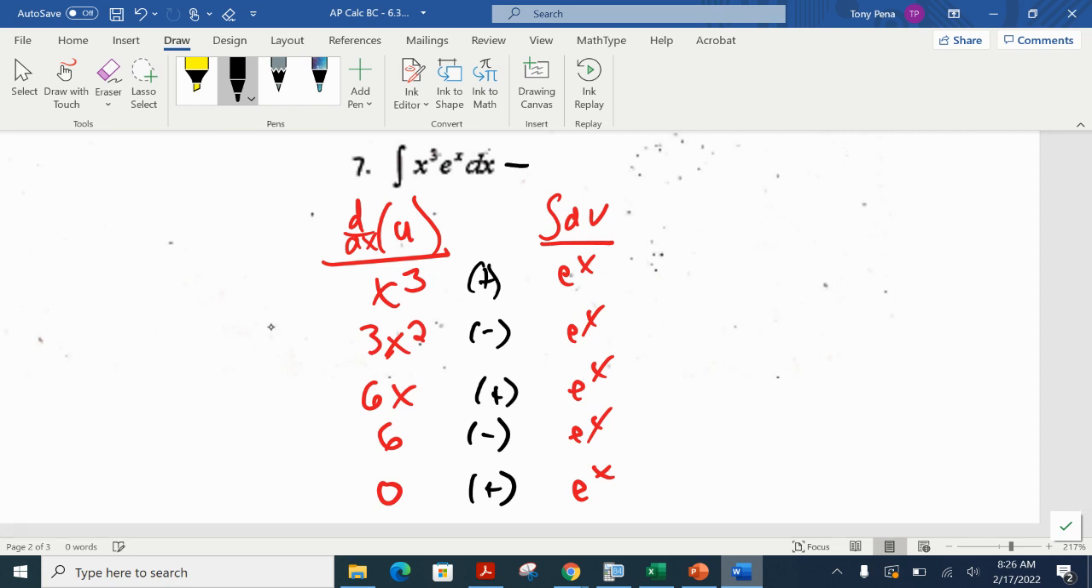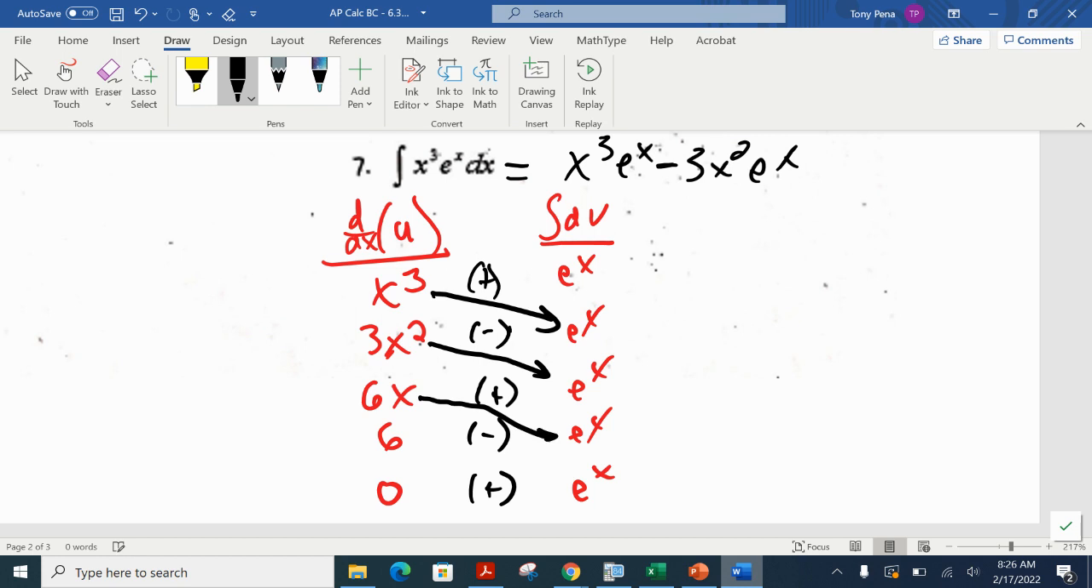So the answer to this question, this first product would have been x cubed e to the x, and since it's a positive sign here, it just remains x cubed e to the x. The next product would have been 3x squared e to the x, which are both positive. But since the second sign is negative, we want the opposite sign of whatever these would have given us normally. So in this case, that means a negative.